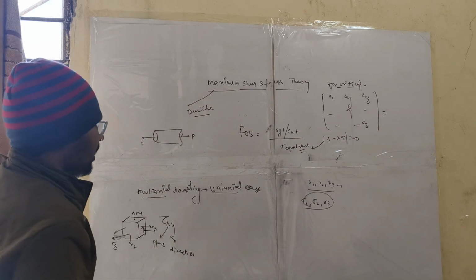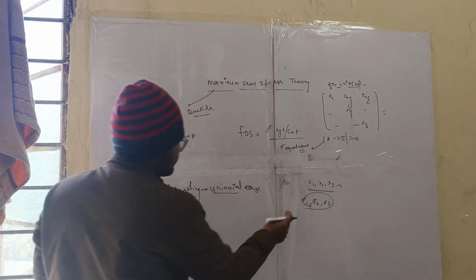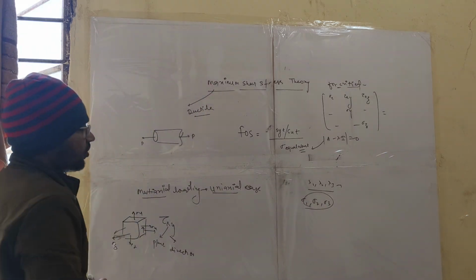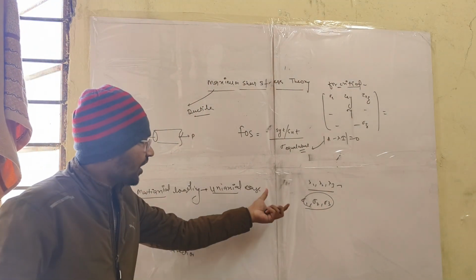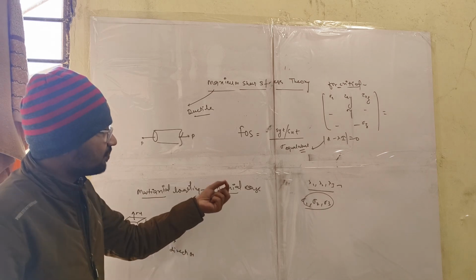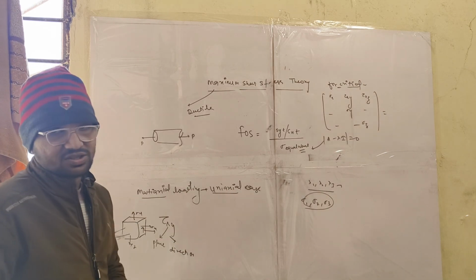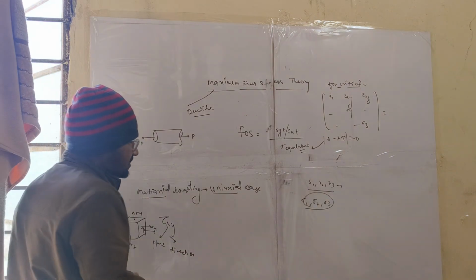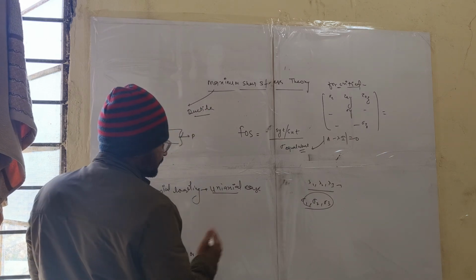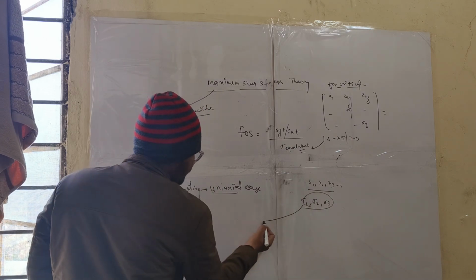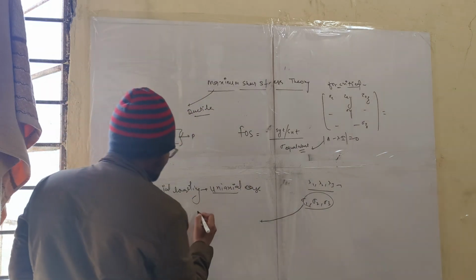Okay, and you know this is sigma 1, sigma 2, sigma 3. Now, how to find the principal shear stress? How to find the shear stress? Basically, we have three shear stresses.